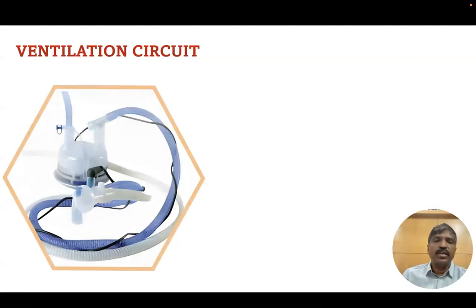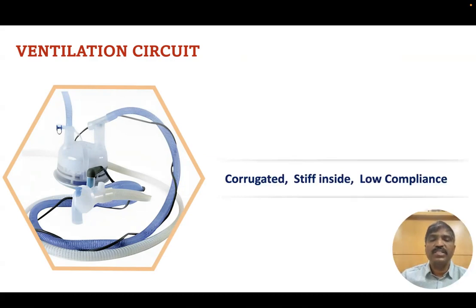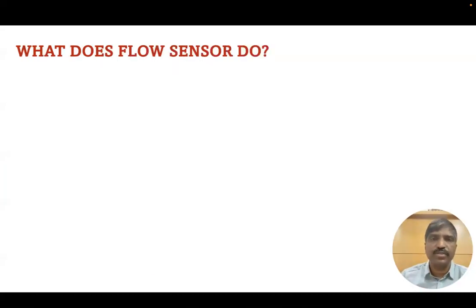So the ventilation circuit is a closed circuit. There should not be any leaks because the flow is happening in the circuit, which is closed, and you're obstructing the flows to get to the pressures. Normally, if you see the ventilator circuits, they are corrugated. They're corrugated to give a memory and to prevent kinking of the circuit. And the insides of the circuit are stiff so that there is no major compliance. That stiffness gives low compliance, and the corrugation avoids kinking of the circuit.